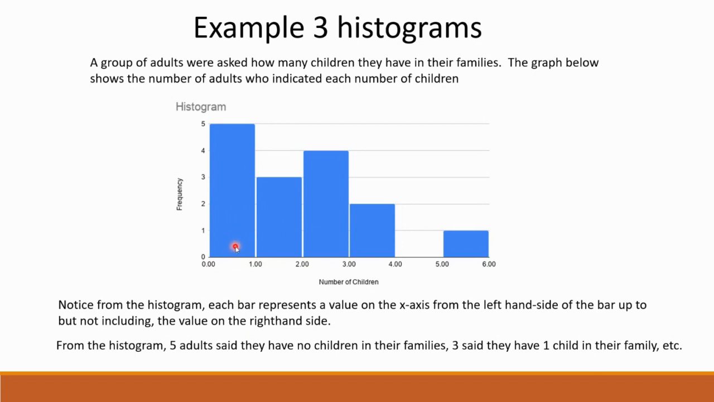All right. So for instance, the histogram here is saying that 5 adults have no children in their families. 0's in here. And 3 of them said they have only 1 kid. 3 here. 2 would be over here. 4 of them said they had 2. Okay. So that's our histogram.